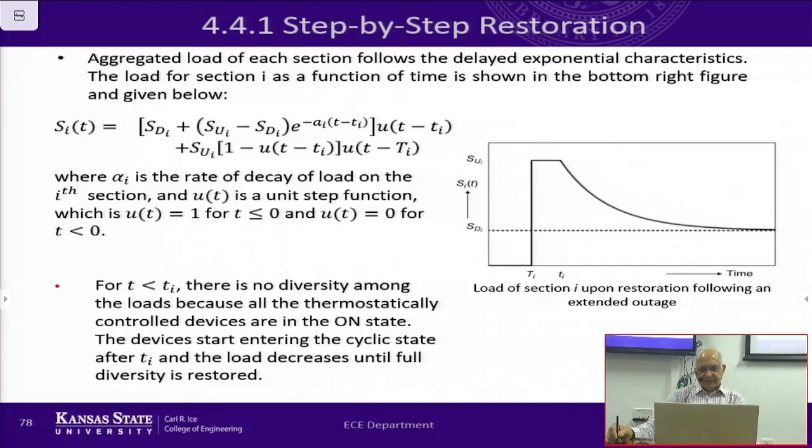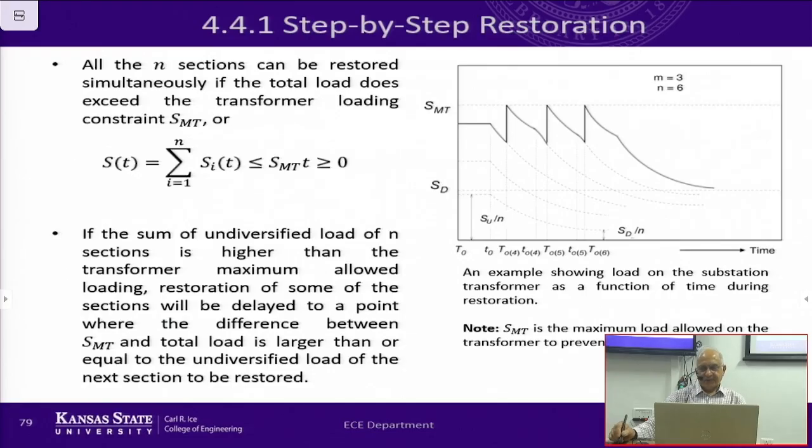Okay. So the central idea is right here. This picture on the right is what we are looking at, where SMT is the maximum load that we want to put on the transformer. That's the limit. We don't want to exceed SMT because we don't want to hurt the transformer.